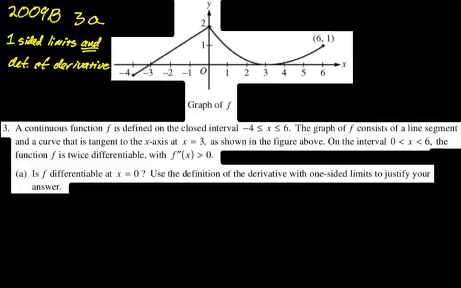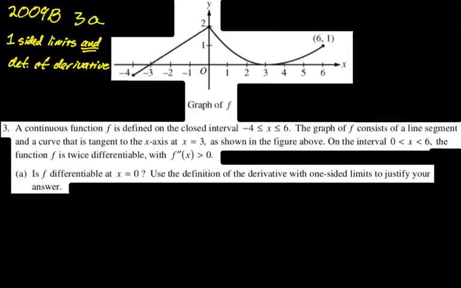All right, 2009B 3A. So this isn't really a challenge. Well, I mean, maybe it is. It's not a super hard problem. It's just that it's uncommon. It doesn't come up a lot. So we have to use one-sided limits and the definition of the derivative. So that's a little weird. We're given the graph of f. We're asked to find if f is differentiable at x equals 0, and we are told we have to use the definition of the derivative and one-sided limits.